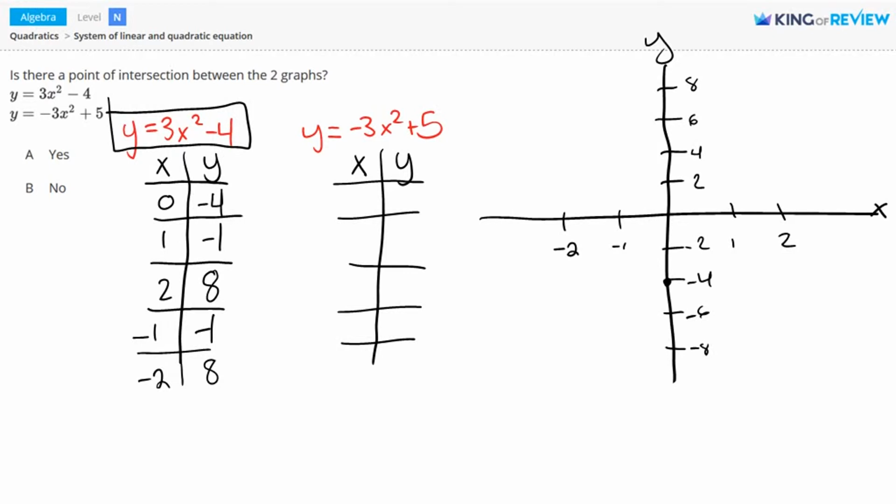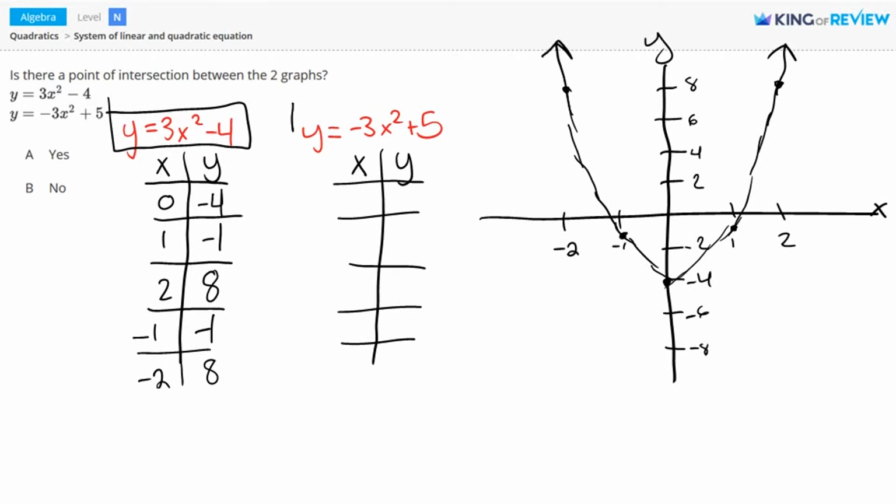I have a point at 1, negative 1, right here. There's a point at 2, 8, which is right here. A point at negative 1, negative 1, right here. And the last point is negative 2, 8, which is right here. Now I'll use these points to fill in the graph. You can see that this forms a parabola.